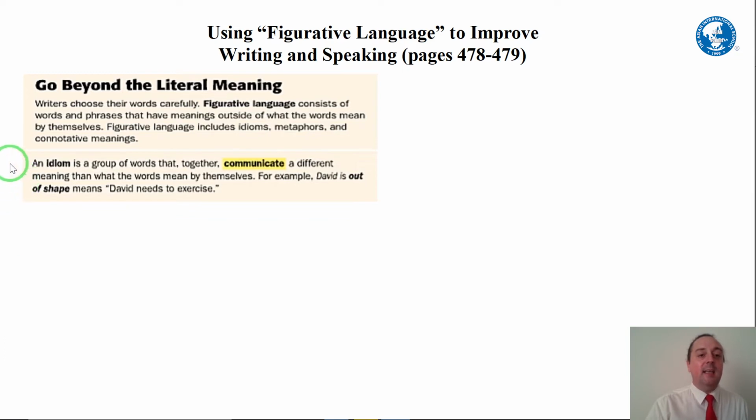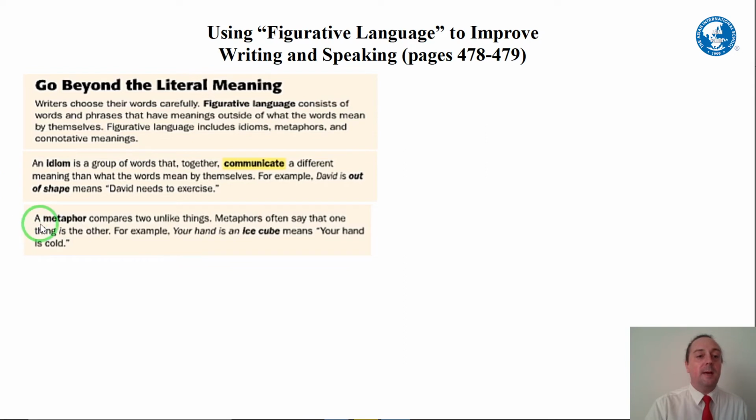First, an idiom is a group of words that together communicate a different meaning than what the words mean by themselves. Here's an example. David is out of shape. If we say David is out of shape, that group of words, out of shape, means David needs to exercise. Maybe he's fat, okay? Out of shape. Those 3 words together mean something different than the words that you see in the dictionary. This is called an idiom.